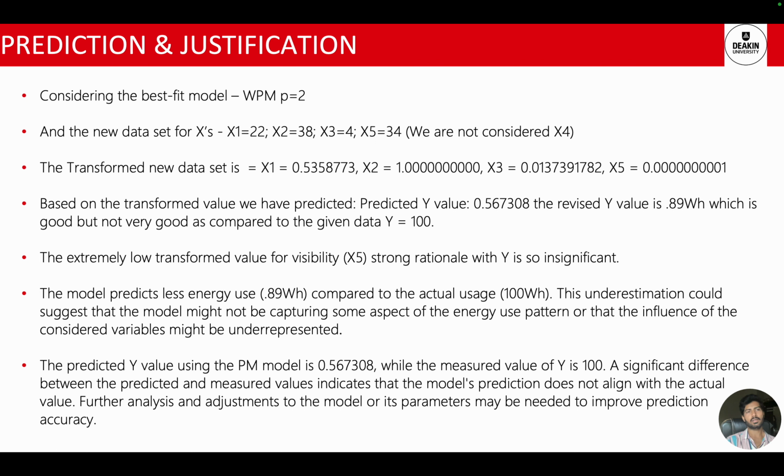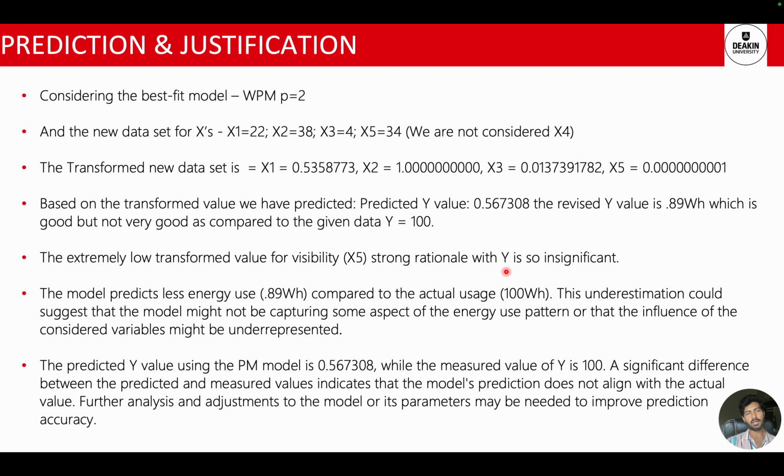After building the model, now we have to predict and justify the predicted value. Considering the best fit model, WPA with a p-value of 2, and the given inputs here, we have 4 x values: x1 equals 22, x2 equals 38, x3 is 4, and x5 is 34. Before predicting y, we have to transform this data. So these are the transformed values, but we can see that x5 is extremely low for the transformed value of visibility x5.